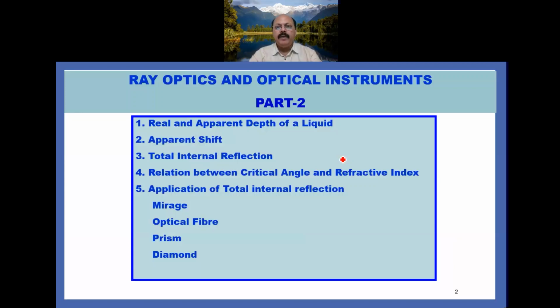real and apparent depth of a liquid, then apparent shift, after that total internal reflection, then we will discuss the relation between critical angle and refractive index, and at last applications of total internal reflection. And these applications are mirage, optical fiber and prism, of course diamond, that we have to discuss. So one by one we have to discuss the topics.